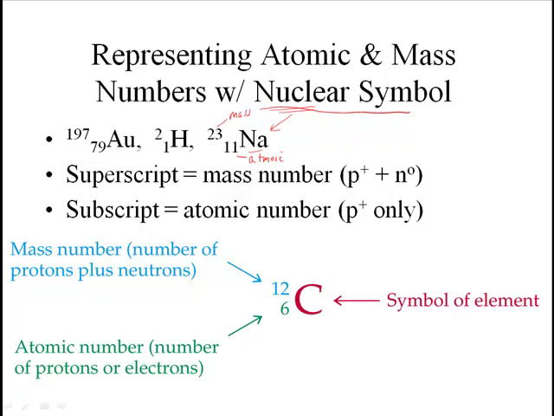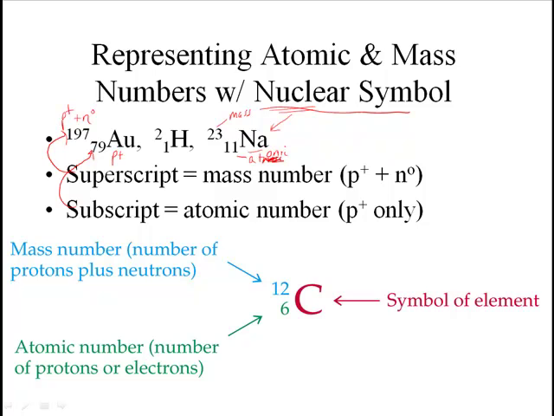Mass number on top, atomic number on the bottom. The superscript is your top number, so this is the total protons plus neutrons. This is the total on top, and this little bottom number here is your subscript written down low, and this is just your protons, just your atomic number.